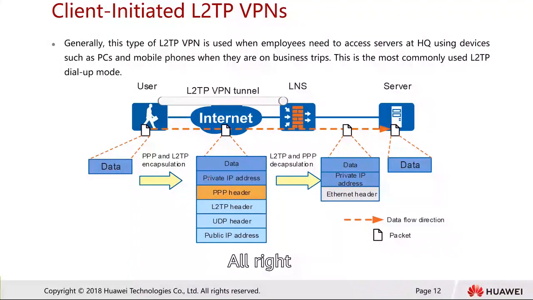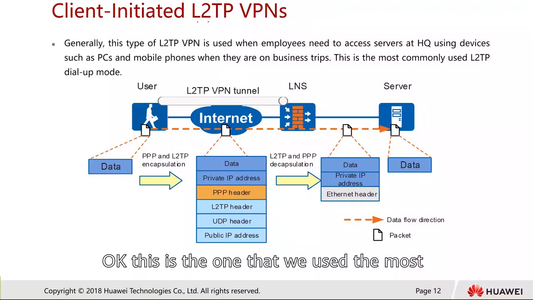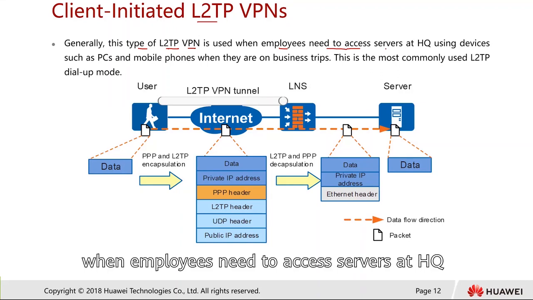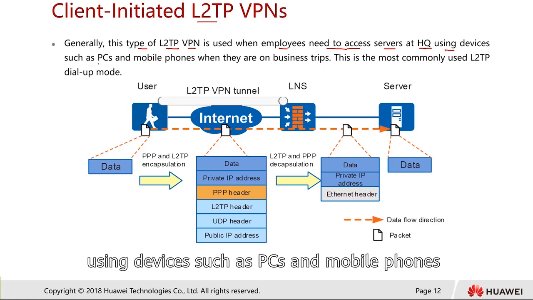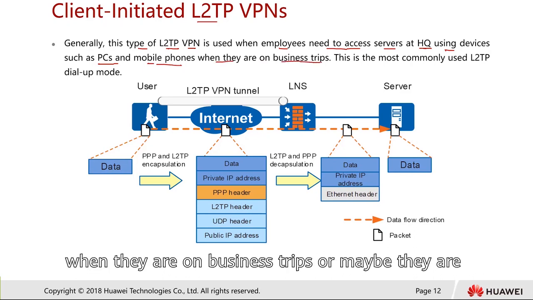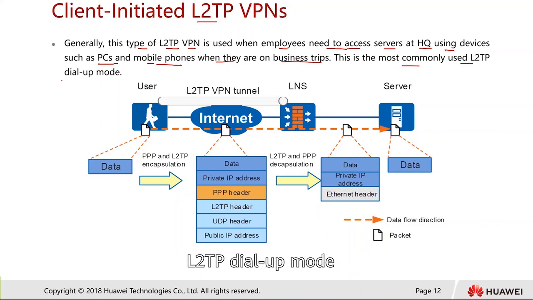All right. So let's look at the client-initiated L2TP VPN. This is the one that we use the most. Generally, this type of L2TP VPN is used when employees need to access the server at the HQ using devices such as PCs, mobile phones, laptops, or iPads, when they are on a business trip, out of the office, or maybe even at home. This is the most commonly used L2TP dial-up mode.